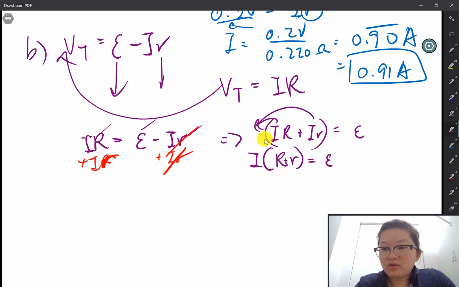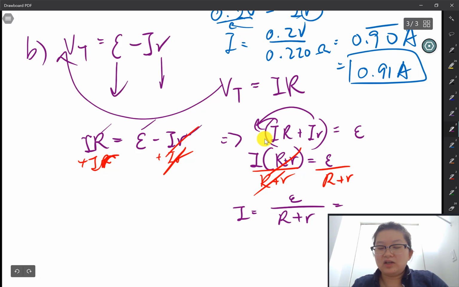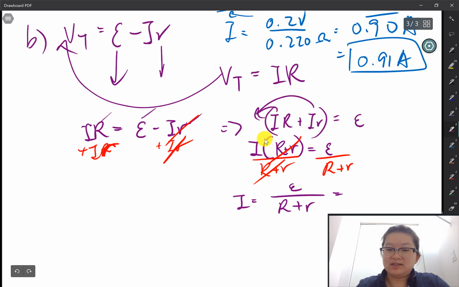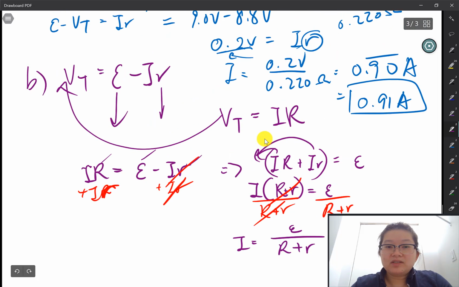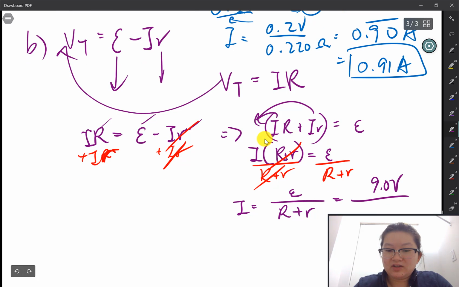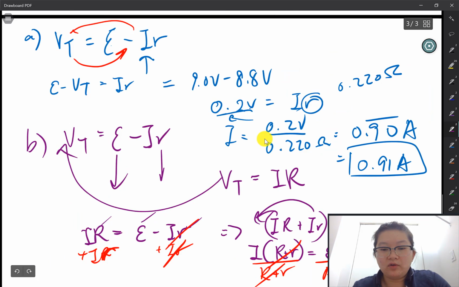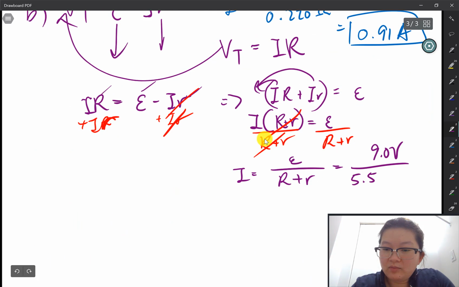And to solve for I, finally, let's just divide both sides by the sum of the resistances in this entire circuit, which gives me I is equal to the EMF of the battery divided by the total resistance in the circuit, including the internal resistor itself. The EMF is 9 volts, and the big R is 5.5 ohms, plus 0.22, which is the small one.